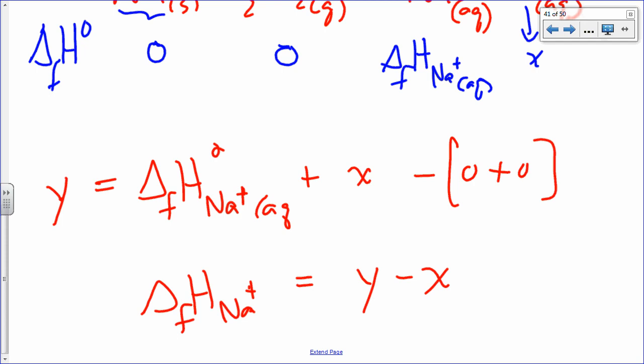So you can see, by doing a series of these reactions, you can figure out delta H formations for different things. And so all you really have to do eventually is tabulate all of those delta H formations, because from those you can calculate delta H for any other reaction. All right.